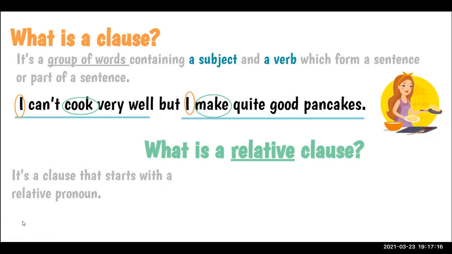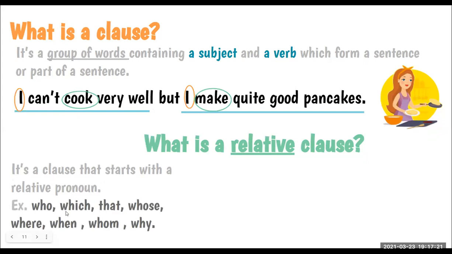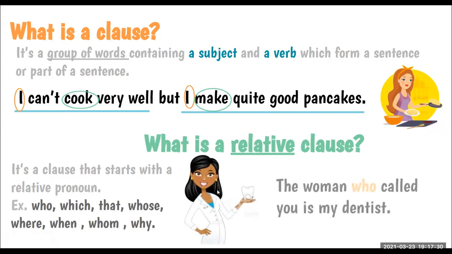Okay, these are relative pronouns, right? So here we have some examples: who, which, that, whose, where, when, why. Okay? These are some relative pronouns. For example, the woman who called you is my dentist. As you can see, who called you is my dentist. This is the relative clause because this is the clause that starts with a relative pronoun. Who, okay?